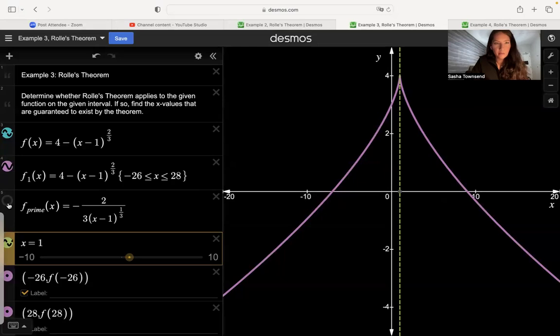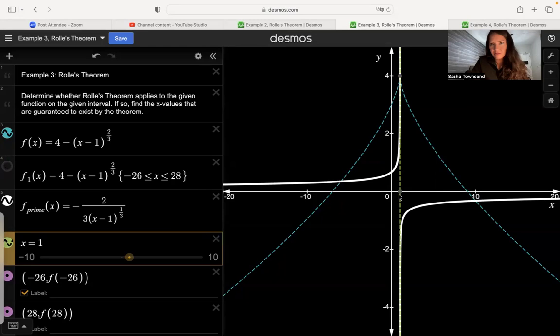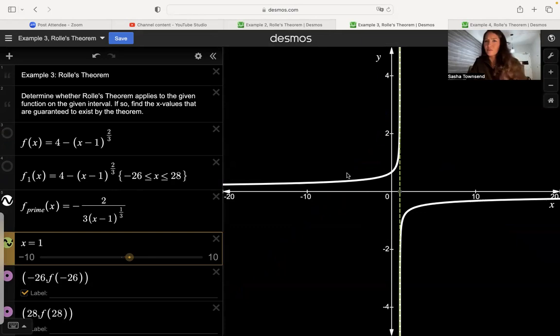And then we can also just look at the derivative graph. We see that the derivative function has a vertical asymptote at x equals 1. So the slope as we approach x equals 1 from the right looks like it's going to infinity. And the slope, or I said from the right, but I meant the left. And the slope as we approach x equals 1 from the right is going to negative infinity.